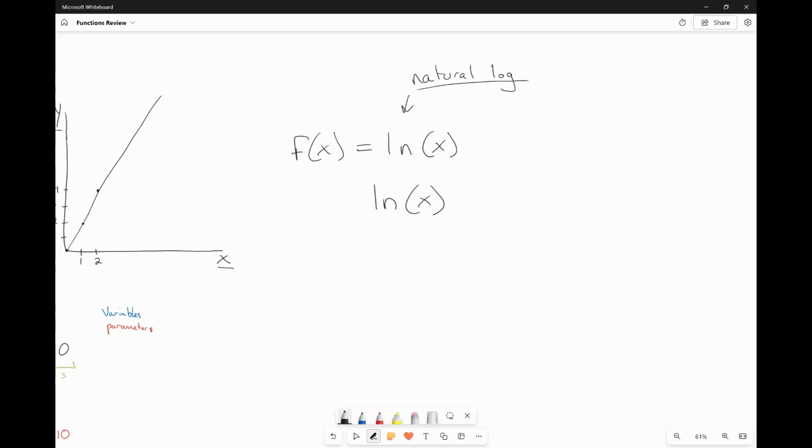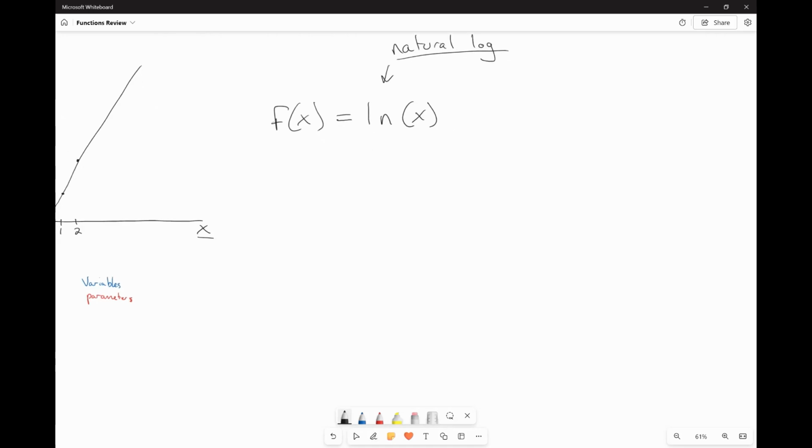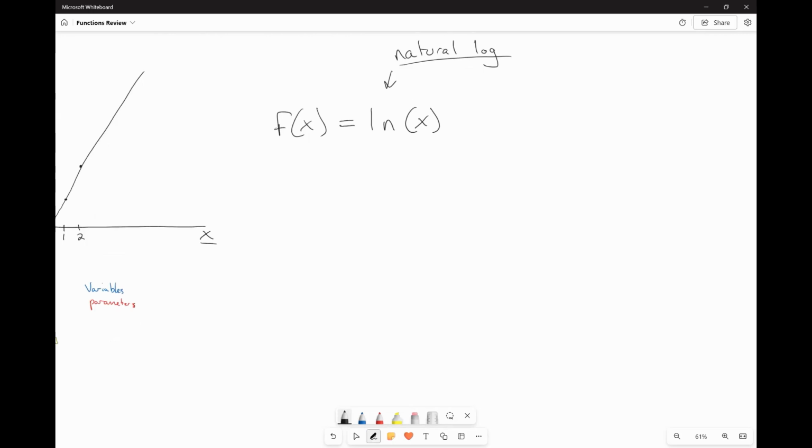And the reason I'm bringing it up is because it has some very unique properties that you should know. You should know how to work with the natural log function because it will come up and you'll want to understand how to think about it. Okay, so I'll quickly review these and then we'll be done with functions. All right, so the natural log function has interesting characteristics.